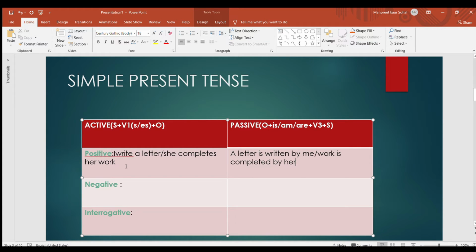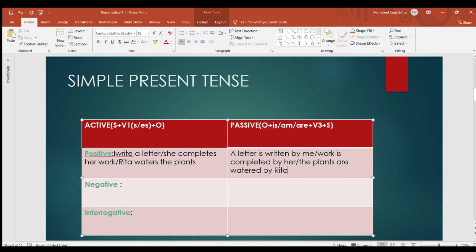Okay, let me give you one more example here. Rita waters the plant. Rita पौधों को, plants, let's say plants, Rita पौधों को पानी देती है. So the passive of this will become the plants are watered by Rita. Make sure R of Rita should be capitalized because this is a proper noun.